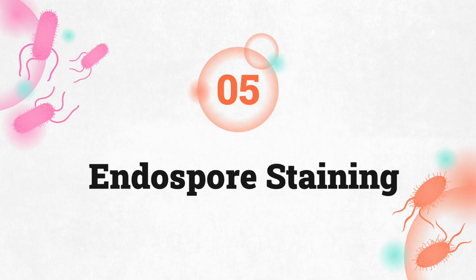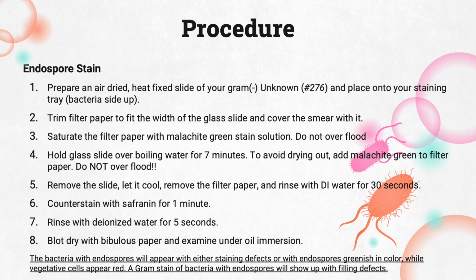Now for our endospore staining. We prepared an air-dried heat-fixed slide of our gram-negative, which in our case was our unknown number 276, and placed it onto our staining tray, making sure the bacteria side was up. We trimmed filter paper to fit the width of the glass slide and covered the smear with it. We saturated the filter paper with malachite green stain solution, making sure not to overflood. We then held the glass slide over boiling water for 7 minutes, adding malachite green to the filter paper to avoid drying out. Do not overflood.